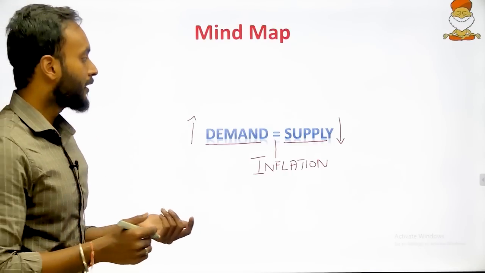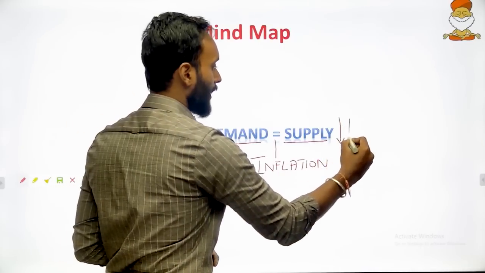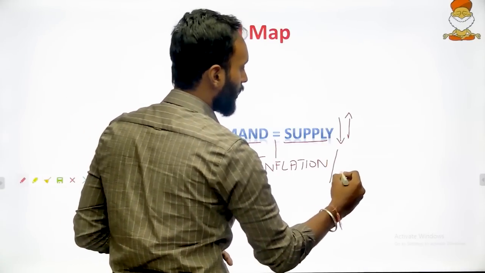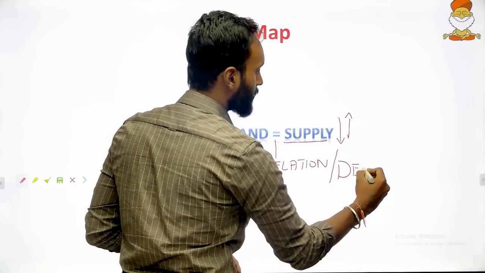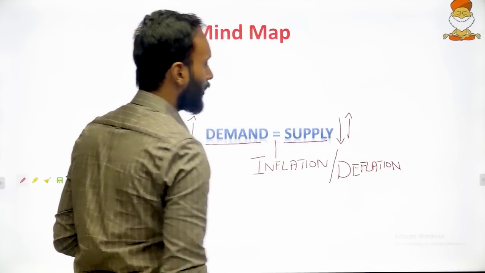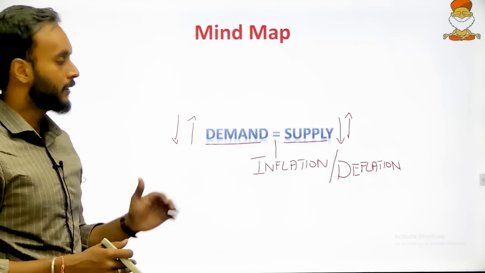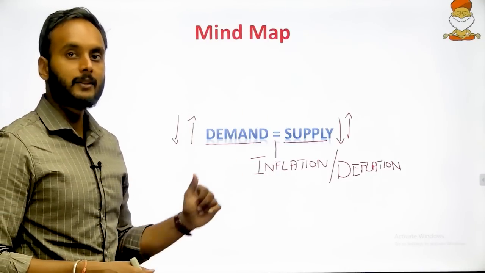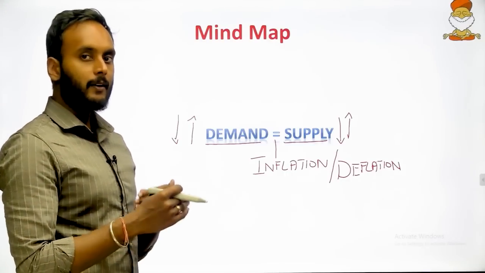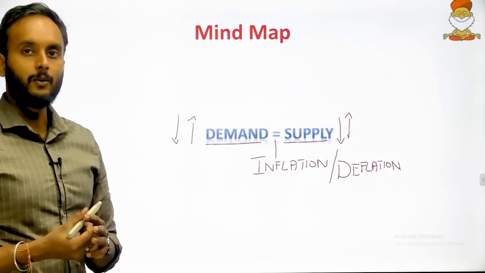On the other hand, if the supply is high and the demand is less, this could also lead to another scenario called deflation. So, inflation and deflation would be one of the chapters that we will be reading. That is, the imbalance of demand and supply leads to either inflation or deflation. So, post this understanding, now let us try to see what are the factors that lead to demand, what are the factors that lead to supply.